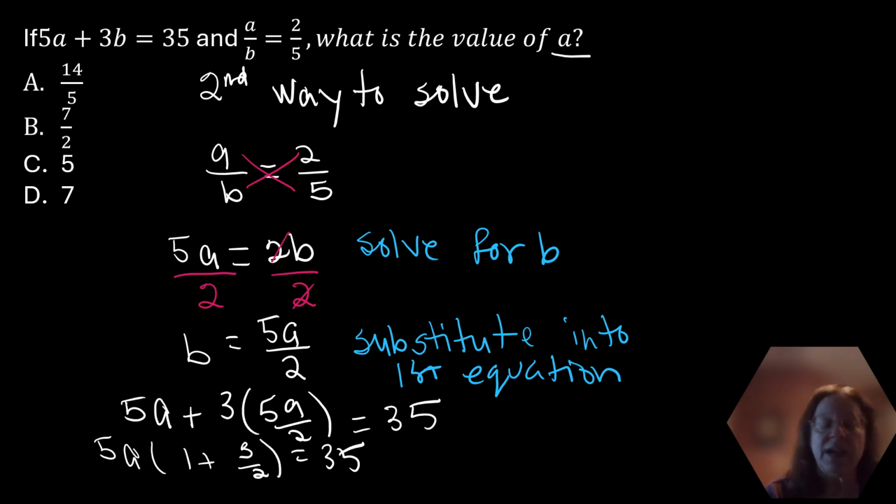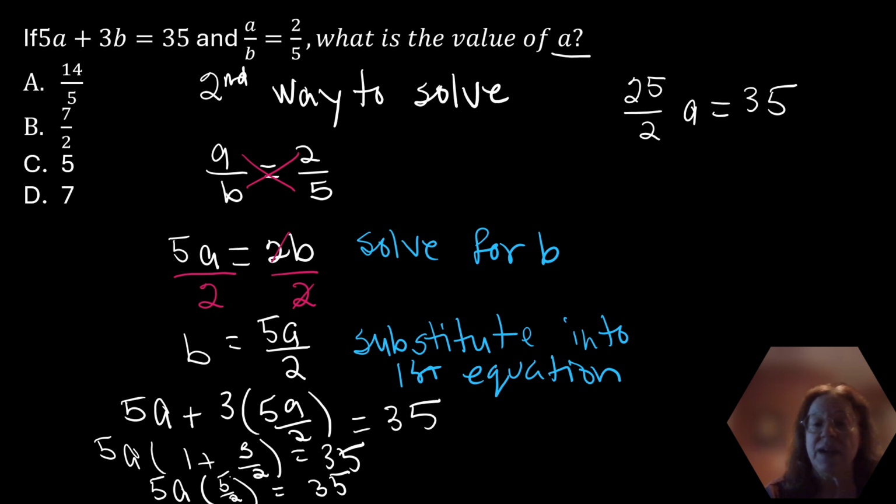So I've factored out 5a from the first two terms here, and I get 5a times 1 plus 3 halves equal to 35. So 1 plus 3 halves is 5 halves, so I get 5a times 5 halves equals 35. And 5 times 5 halves is 25 halves. So I get 25a over 2 equal to 35.